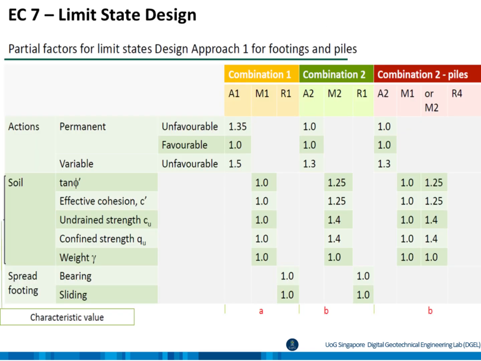Eurocode 7 provides all the partial factors for each design combination. For actions or loads, we multiply the loads by the partial factors, depending on whether they are unfavorable or favorable. For soil properties, that is, the characteristic values, we divide them by the partial factors. You'll notice that in Combination 1, the soil properties are generally used as they are. But in Combination 2, the material factors are applied. So the effect of uncertainty in soil properties is taken into account when calculating the bearing resistance.